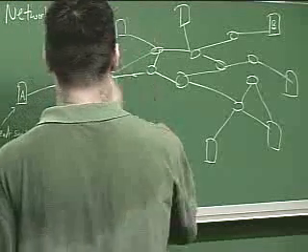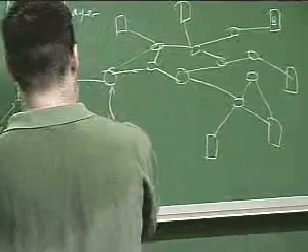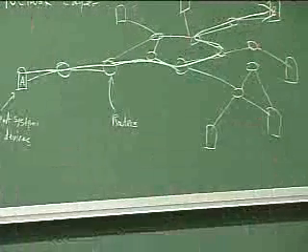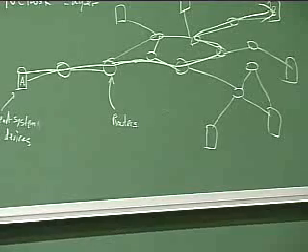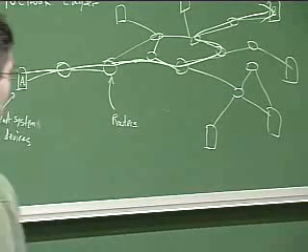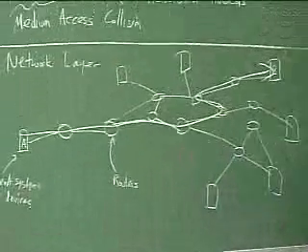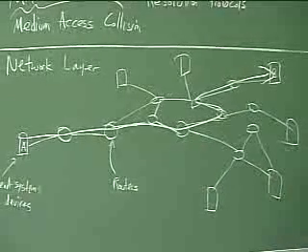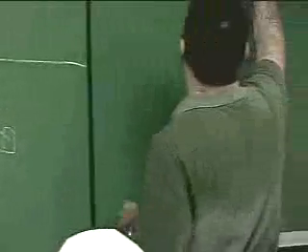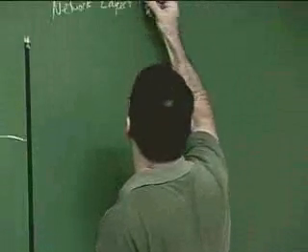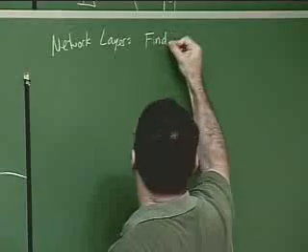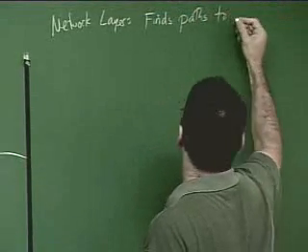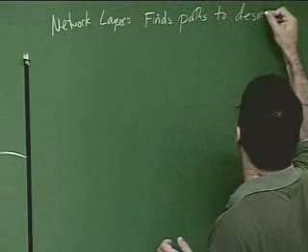The network layer is responsible for finding the route that will get the information that's supposed to go from A to B. So the network layer finds paths to desired destinations.